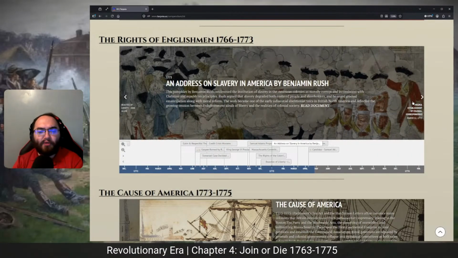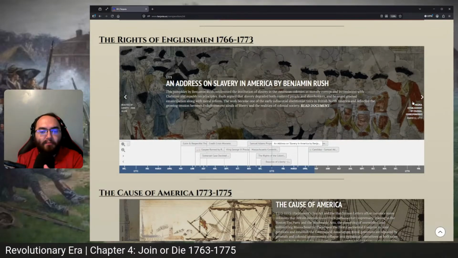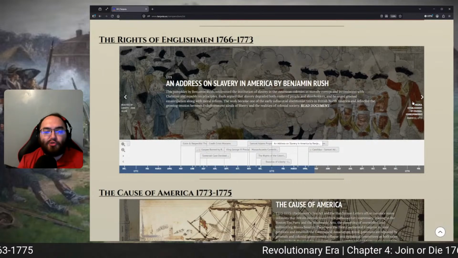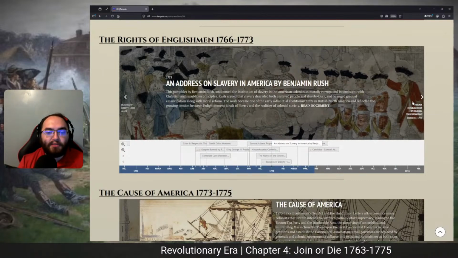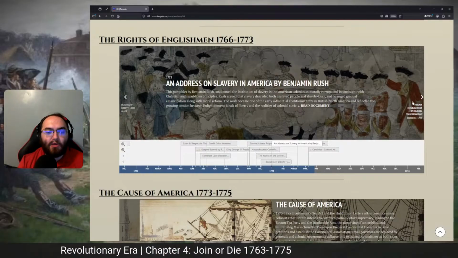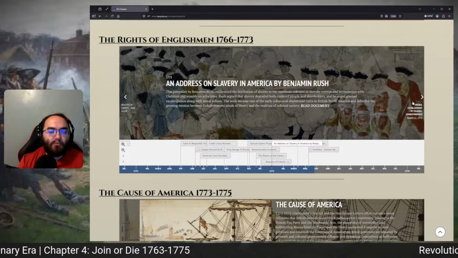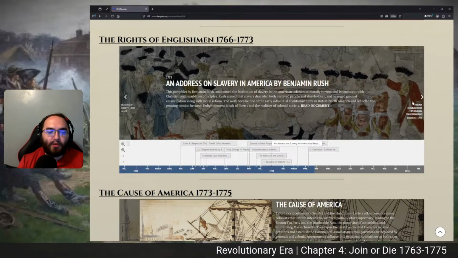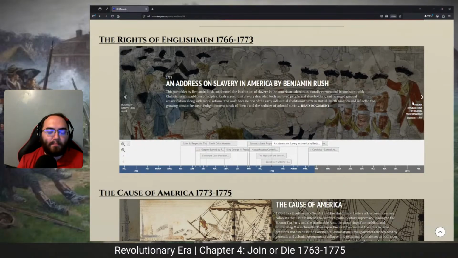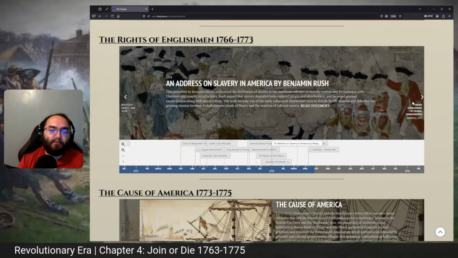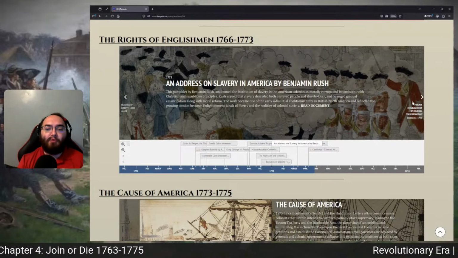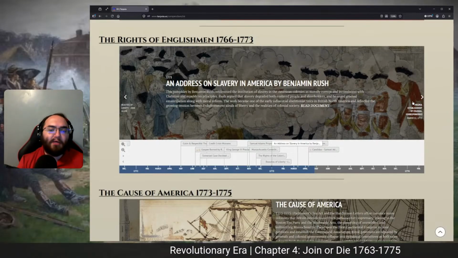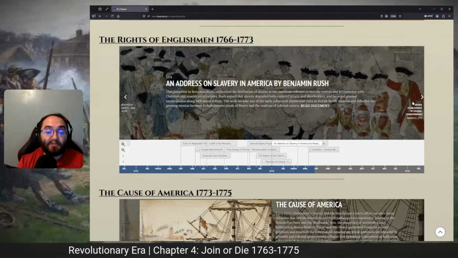An address on slavery in America by Benjamin Rush. Benjamin Rush is going to be a famous patriot. This pamphlet by Benjamin Rush condemned the institution of slavery in the American colonies as morally corrupt and inconsistent with Christian and Republican principles. Rush argued that slavery degraded both enslaved people and slaveholders, and he urged gradual emancipation along with moral reform. The work became one of the early influential abolitionist texts in British North America and reflected the growing tension between Enlightenment ideals of liberty and the realities of colonial society.